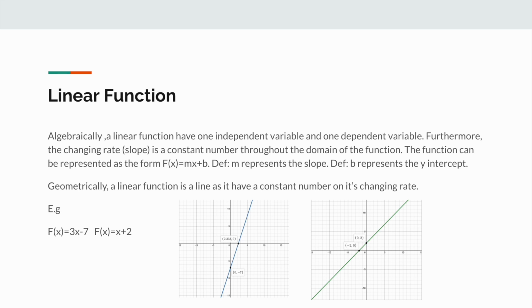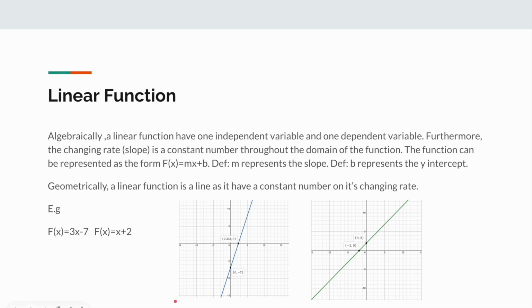Linear functions. Algebraically, a linear function has one independent variable and one dependent variable. Furthermore, the changing rate, which is the slope, is a constant number throughout the domain of the function. The function can be represented in the form f of x equals mx plus b, where m represents the slope and b represents the y-intercept.